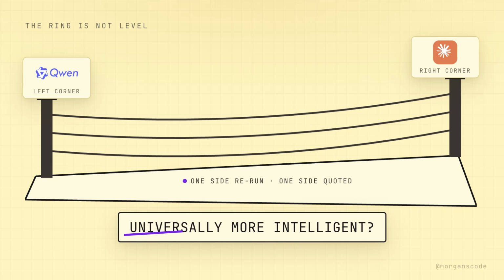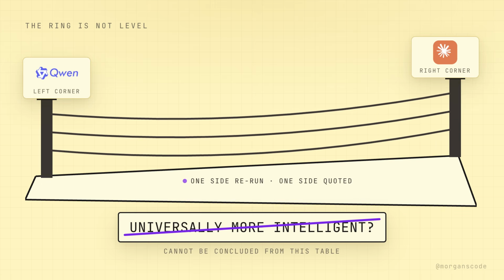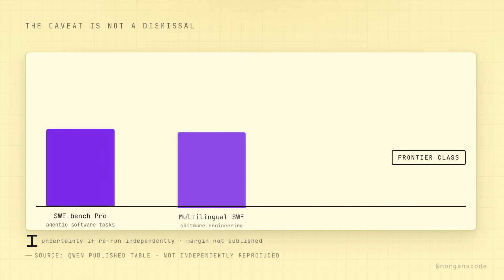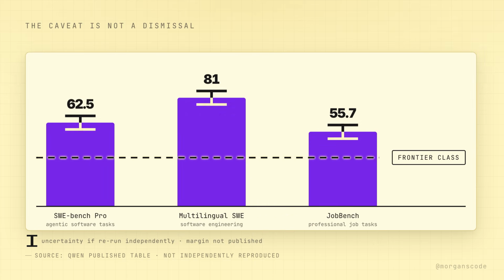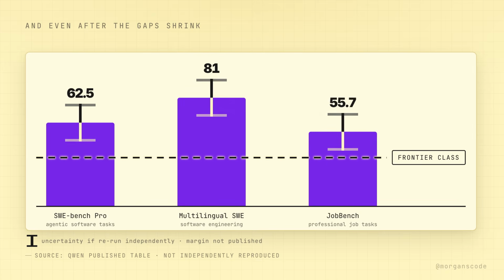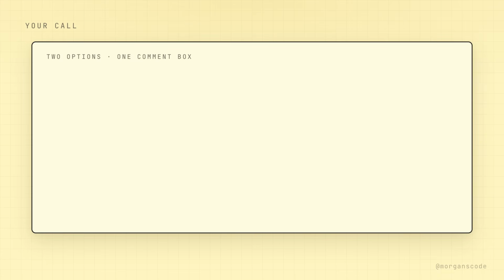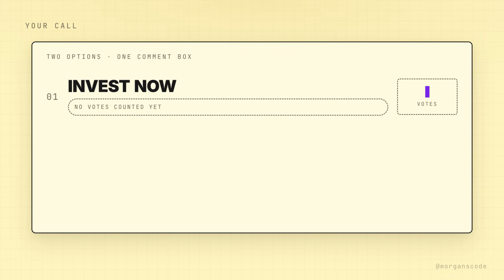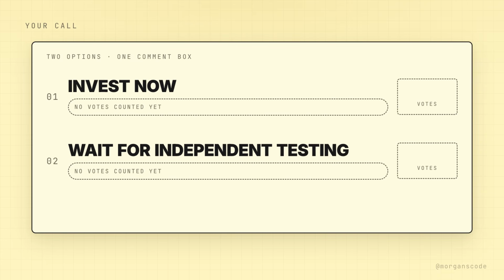We cannot conclude that FlashNext is universally more intelligent than Opus. But the caveat does not make the results meaningless. Even if independent testing reduces some of these gaps, a downloadable model operating in this performance class is still a breakthrough. Would these results convince you to invest in local hardware, or would you wait for independent testing?